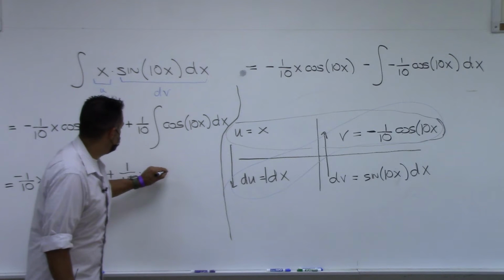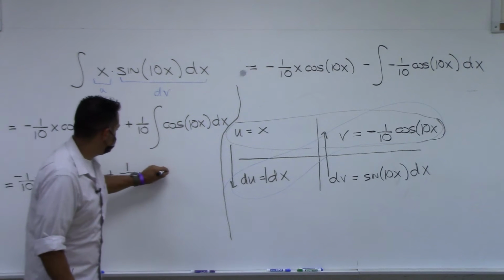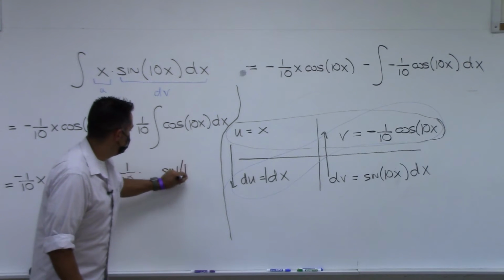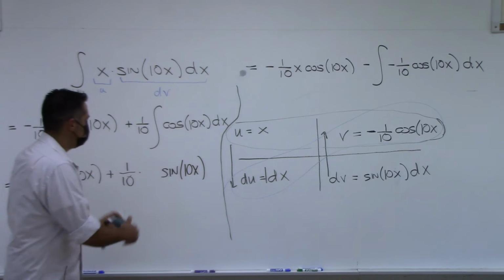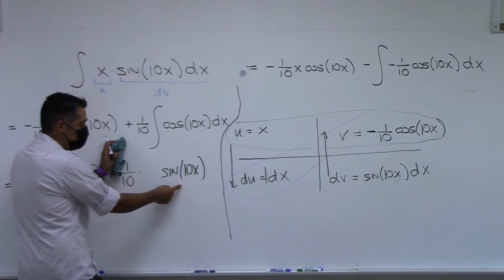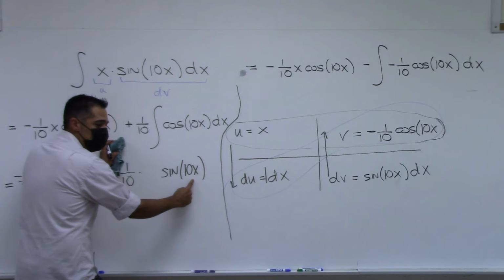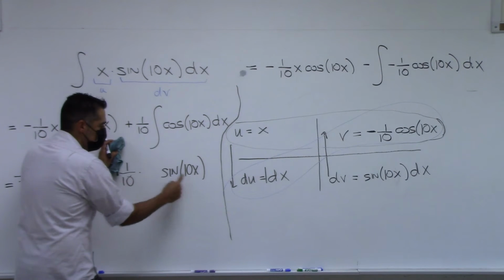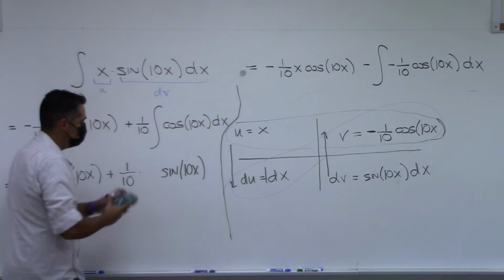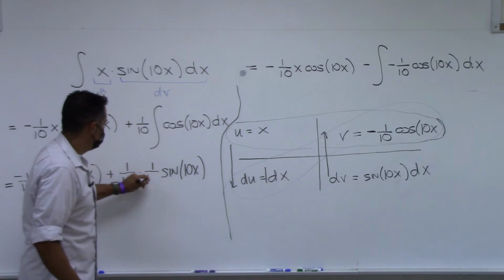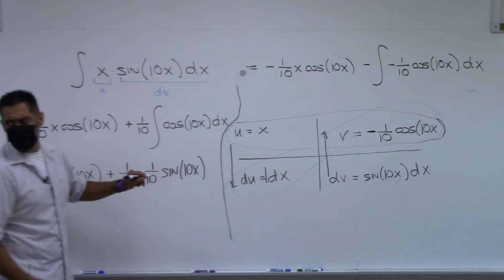Let me just write it down here. You had the 1/10 from here. This is going to be sine of 10x. But if you take the derivative of this, you're going to have to take the derivative of what's inside also, that 10 again. So you have to account for that, so you have to have a 1/10 out here again. Is that okay, everyone?